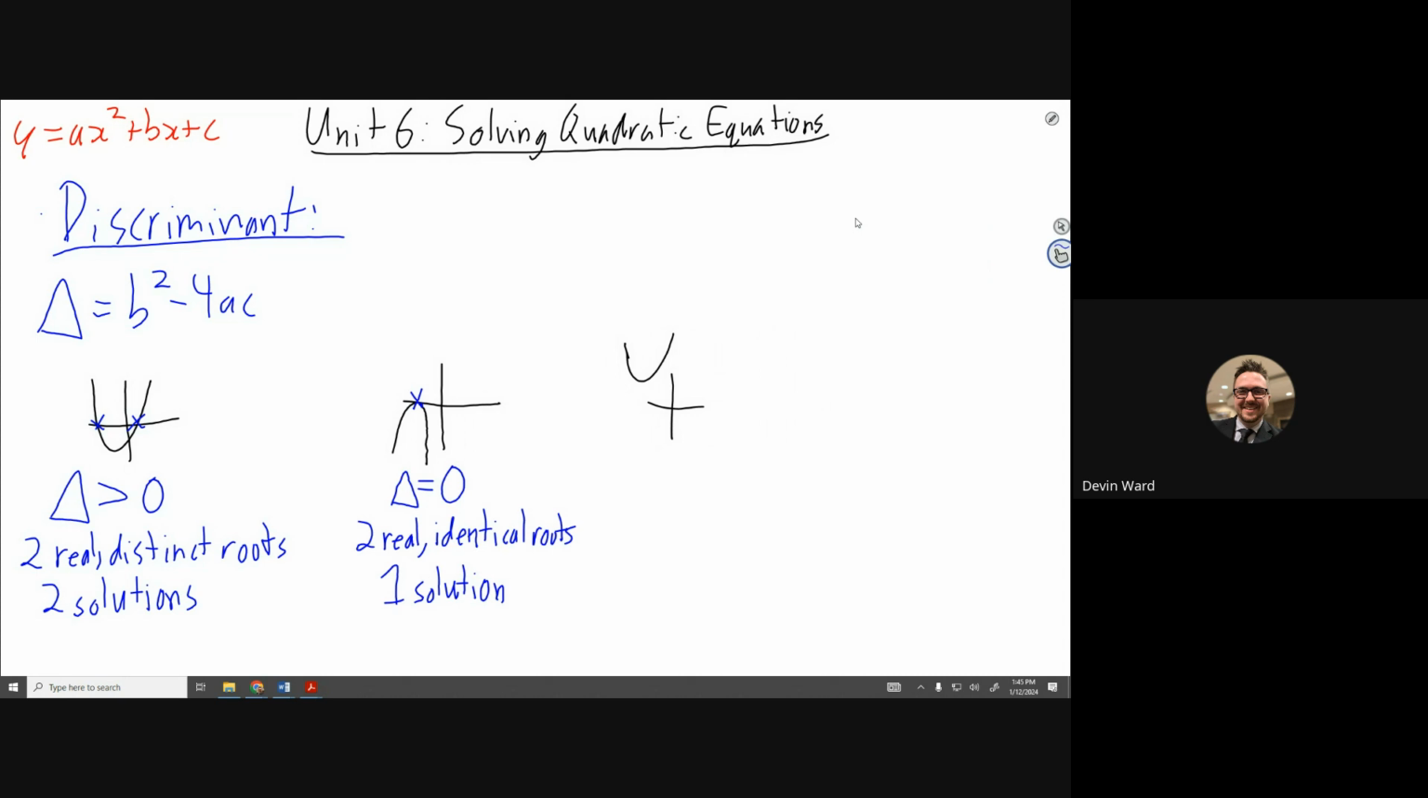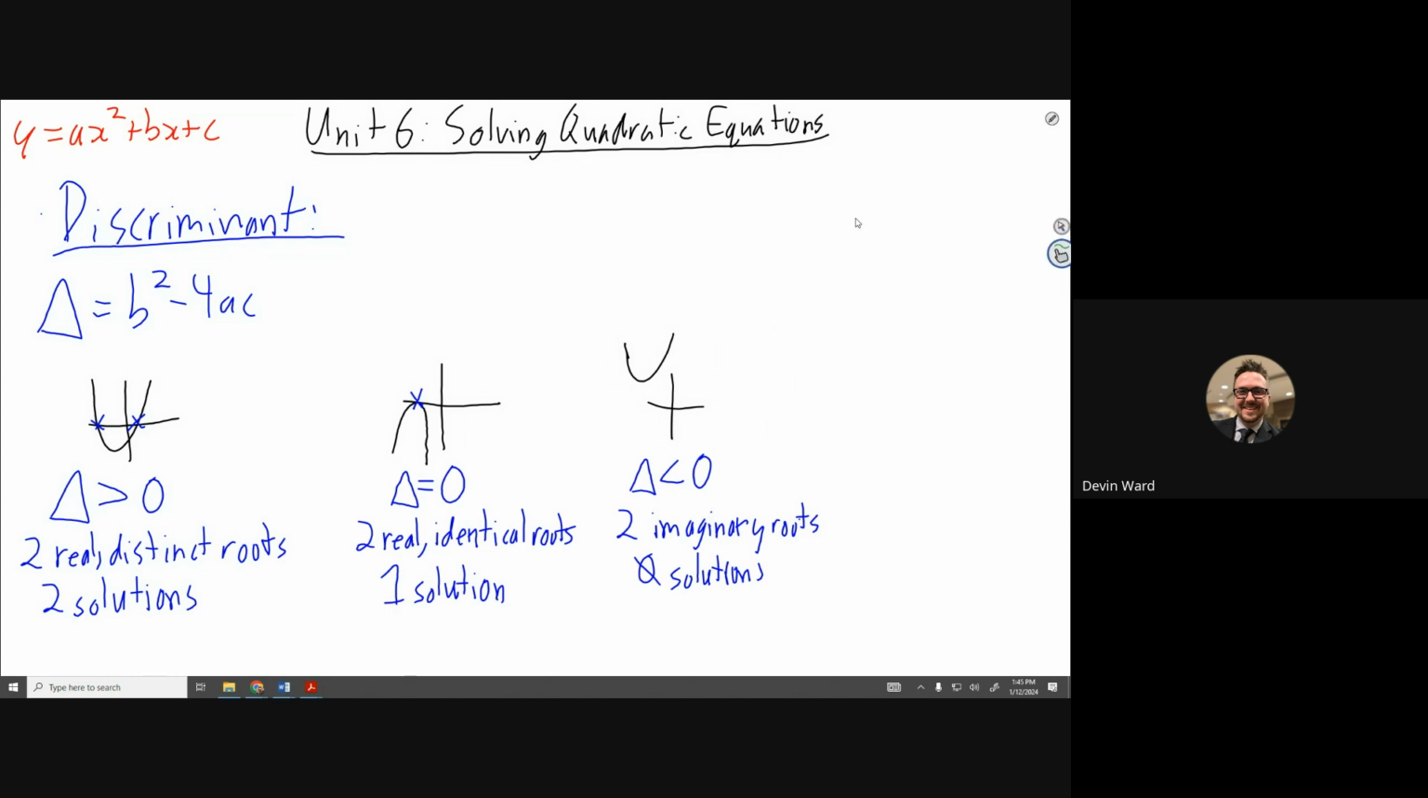Okay, this one, I never actually crossed the x-axis at all, so I have no solutions because my discriminant is less than 0, a negative number. So I have two imaginary roots and 0 solutions, because there's no x-intercept at all.